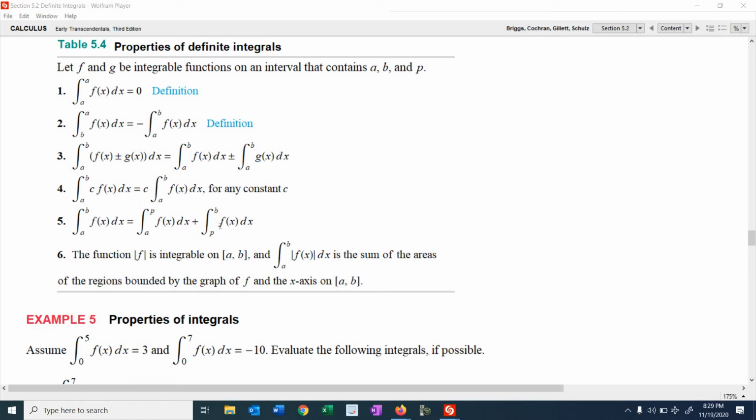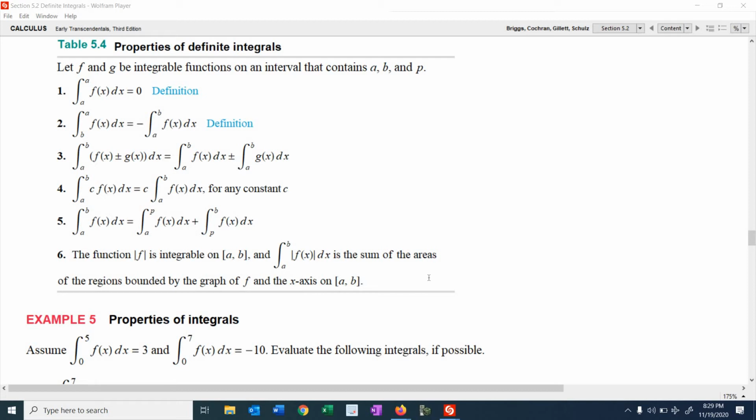Okay, the sixth one says that the absolute value of f is also integrable on the closed interval from a to b. So if f is integrable, then the absolute value of f is also integrable. And in addition to that, when you find the definite integral of the absolute value of f of x starting at a and ending at b, then what it gives you is the sum of the areas that are bounded by the graph of f of x and the x-axis on the closed interval from a to b.